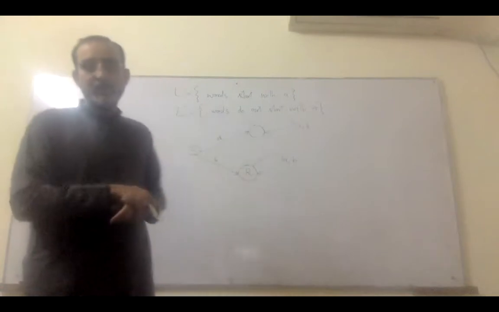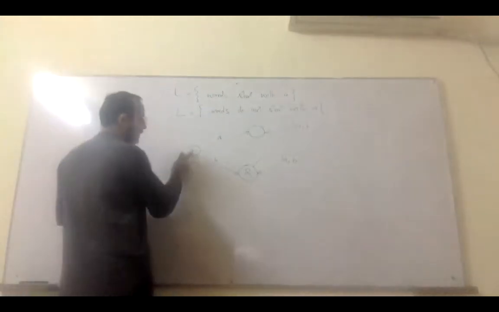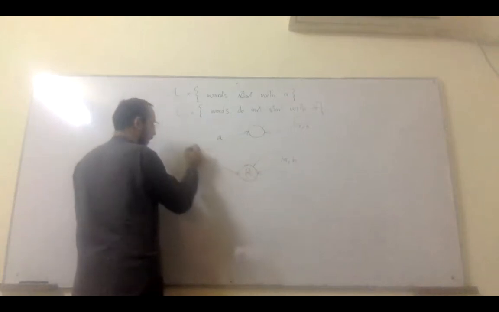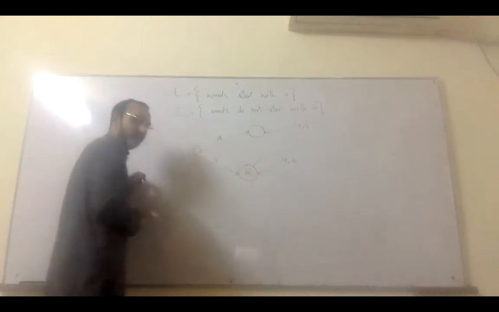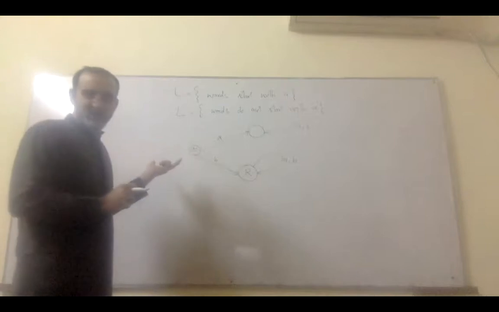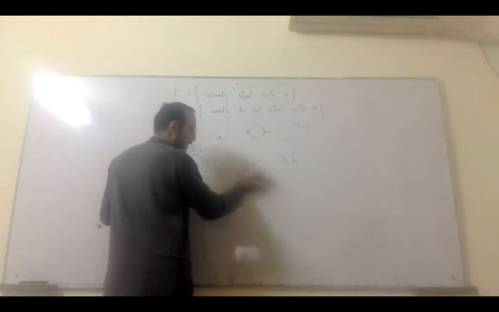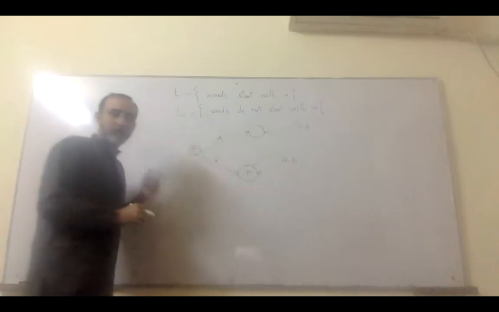And what is step number 3? Conversion of non-final states into final states. So this is my non-final state, and this is my non-final state. So I have to make it a final state. I don't know, maybe it is okay or not. And this is also a non-final state, so I have to convert this non-final state into a final state.